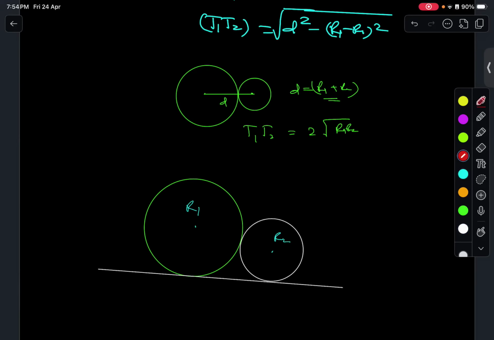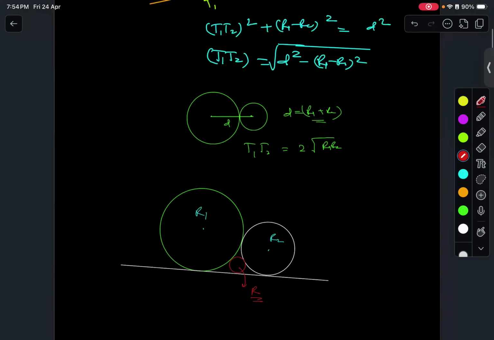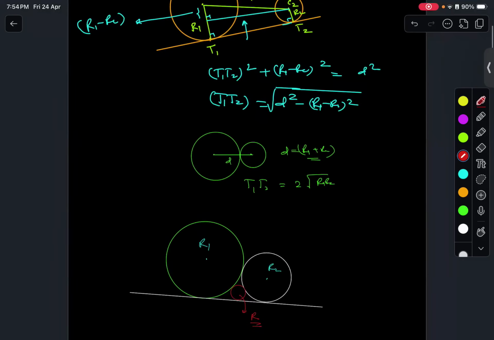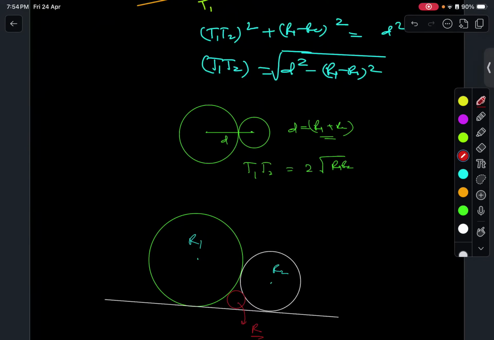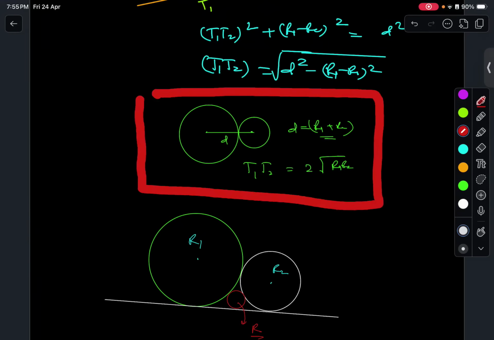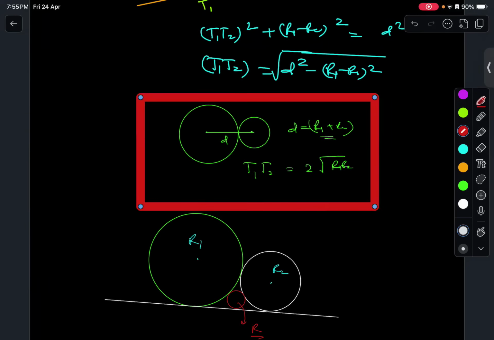Now I'm introducing a circle that touches all these three. All these three means the two circles as well as the tangent line, right? You have to find the radius of this circle. Take your time. You have 3 to 4 minutes. Very simple question. You have to use the same fundamental you have used here. Think and try.